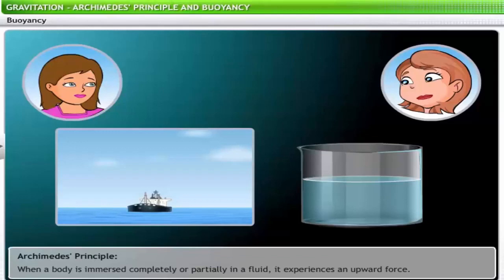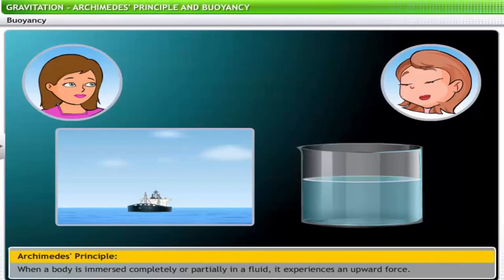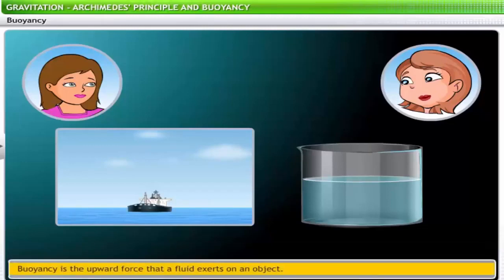Now let's look at another aspect of Archimedes' principle, which explains the concept of floating and sinking, also known as buoyancy. As Archimedes' principle mentions, when a body is immersed completely or partially in a fluid, it experiences an upward force. The upward force exerted by a fluid on any object is called upthrust, the buoyant force, or simply buoyancy.